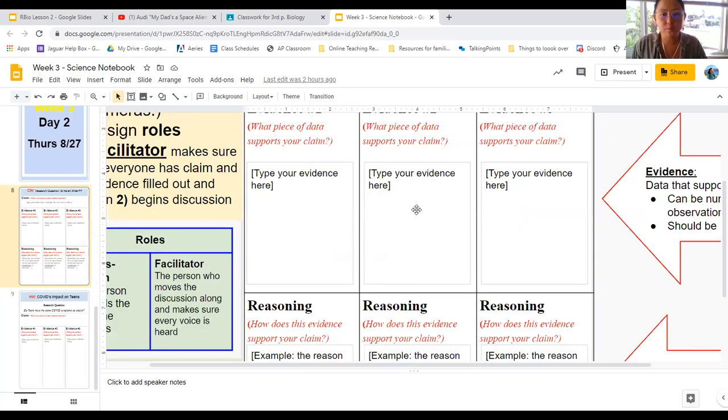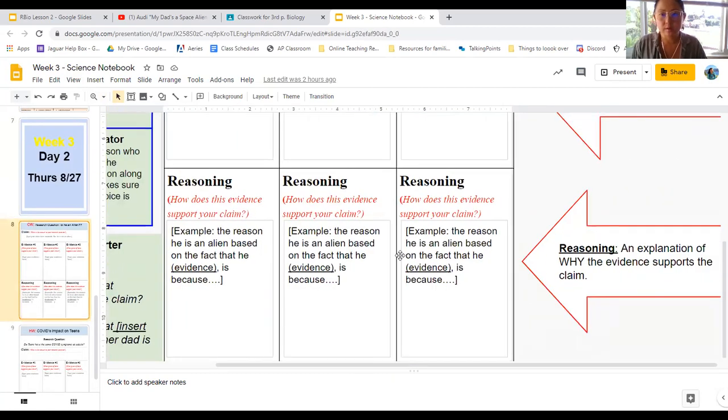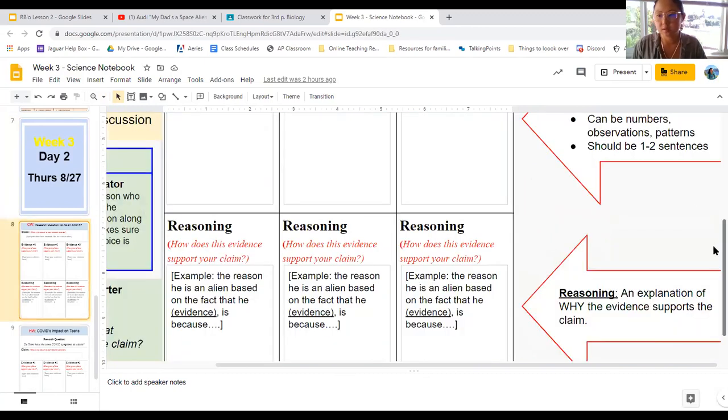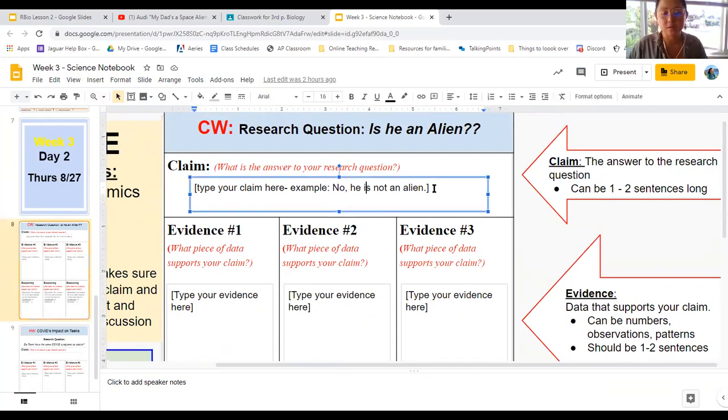So let me zoom in on this. So, okay, we have our definition of what a claim is. Oops, oh my goodness. We have a definition of what our claim is, which is the answer to the research question. So, what is the answer to the research question according to the little girl? According to the little girl, it is yes.